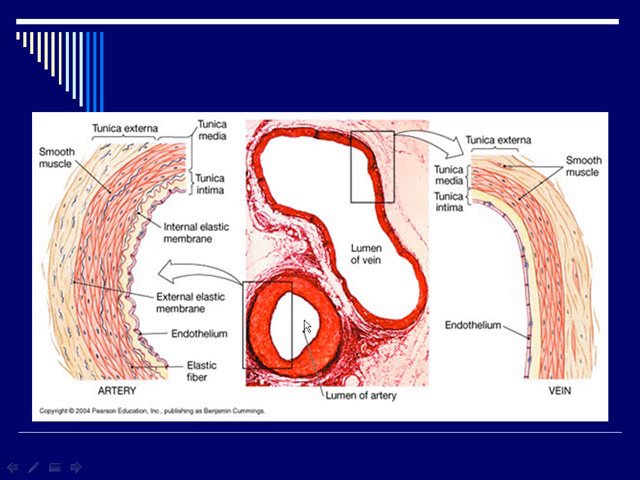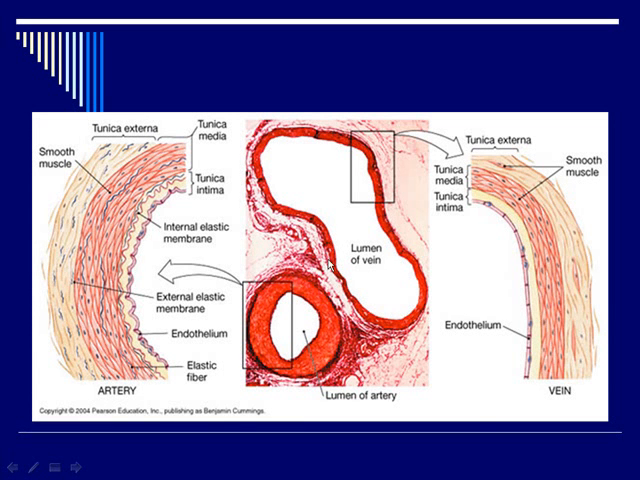Also appreciate the lumen of the vessel, lumen of the vein. Now notice the big difference that you see between the vein and the artery, the thickness of the muscle wall. Notice the thick tunica media that you see in the artery. Notice how thin the muscle layer is here of the vein. Notice how collapsible the wall of the vein is.